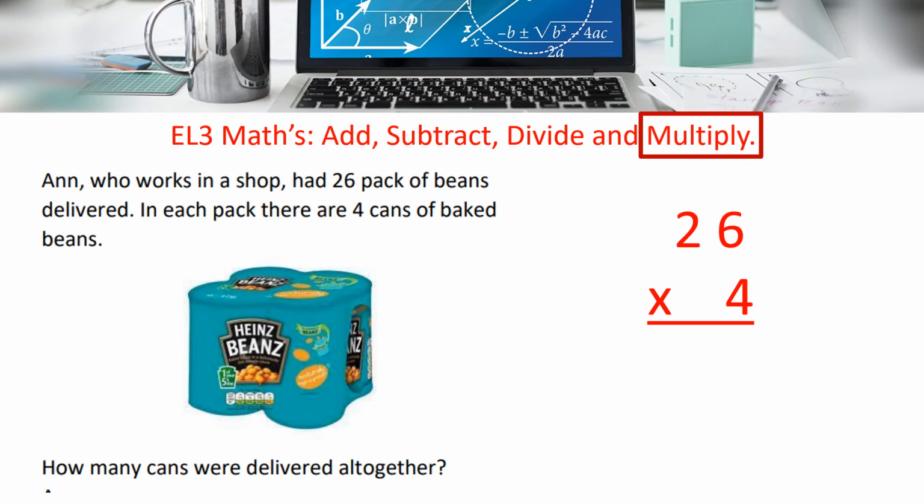With multiplication, you always start from the right hand side. So 4 times 6 is 24. So you bring the 4 down here and you put the 2 up there. Just to remind you, there's 2 left over. You then do 4 times 2 is 8. And then you have to add that 2, which is 10. So 26 times 4 is 104.